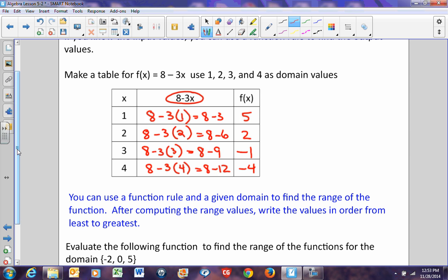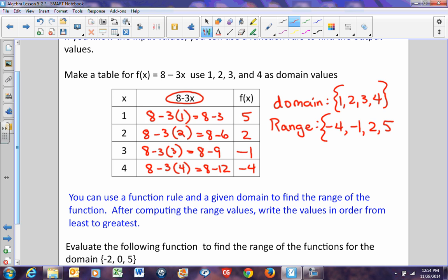So my domain is 1, 2, 3, 4. My range, the range of this function is not going to be listed 5, 2, negative 1, negative 4. You have to list them from smallest number to largest number. So my range is negative 4, negative 1, 2, and 5. So that's my range value. And of course, we should put these in little funky brackets that I'm terrible at drawing.